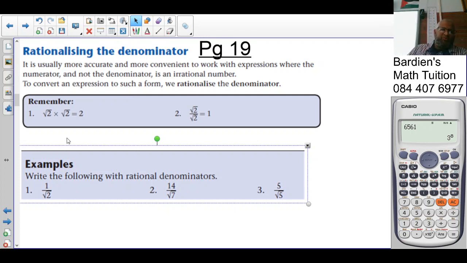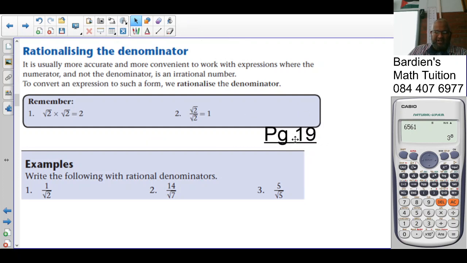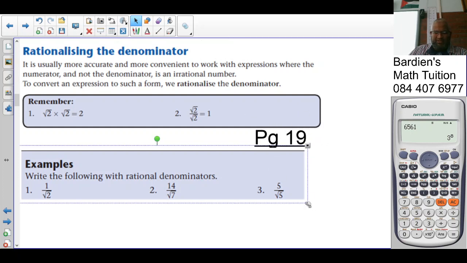So remember, what's the square root of 2 times the square root of 2? 2. What's the square root of 2 over the square root of 2? 1. What's the square root of 5 over the square root of 5? 1. What's the square root of 5 multiplied by the square root of 5? 5. You all okay with that? Okay. So now let's look at these examples on page 19.